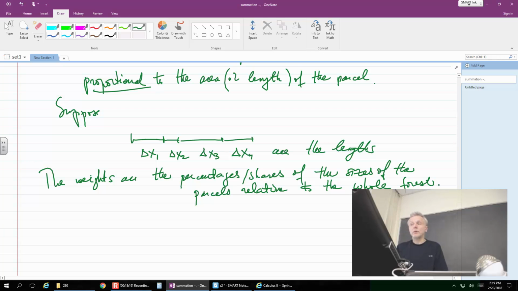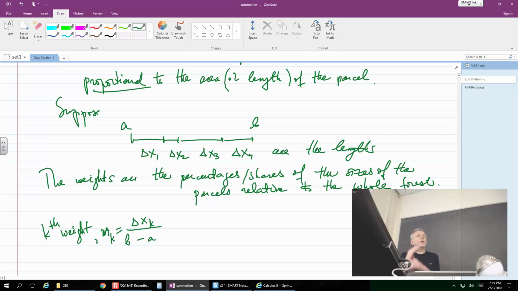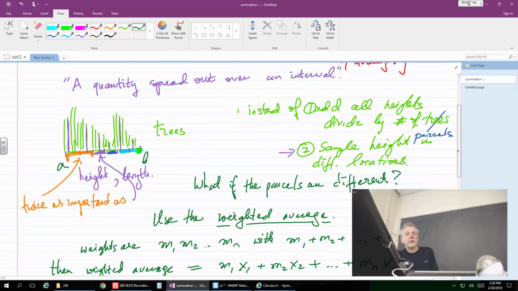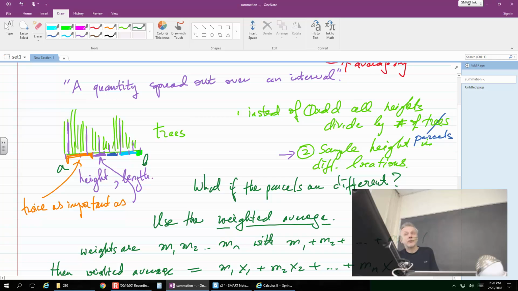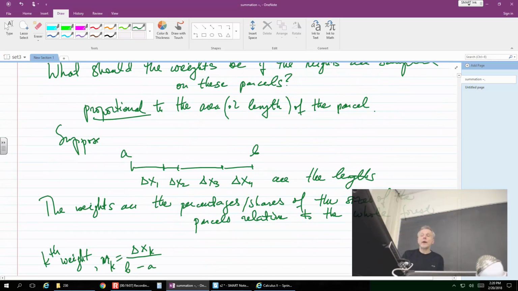Okay, so you just take each delta x1, for example, divided by the whole length, which happens to be simply b minus a. Let me put a k here. So this is the kth weight. M sub k is the proportion of the size of my parcel relative to the whole forest. Okay. So once again, referring to this picture, collect information from each of these intervals. Each of these intervals has a length of delta xk.